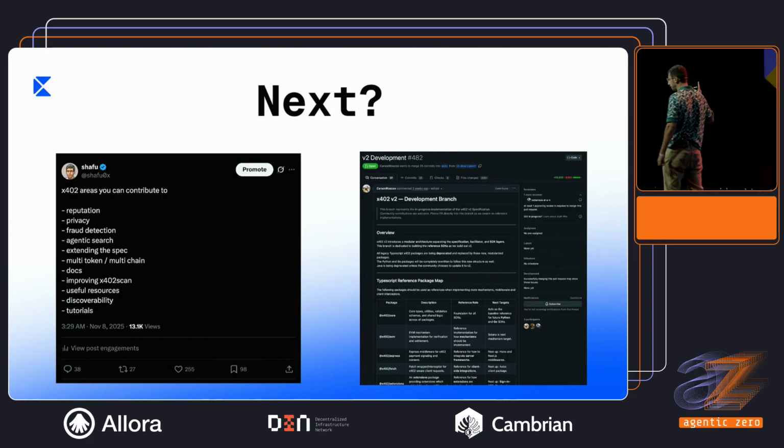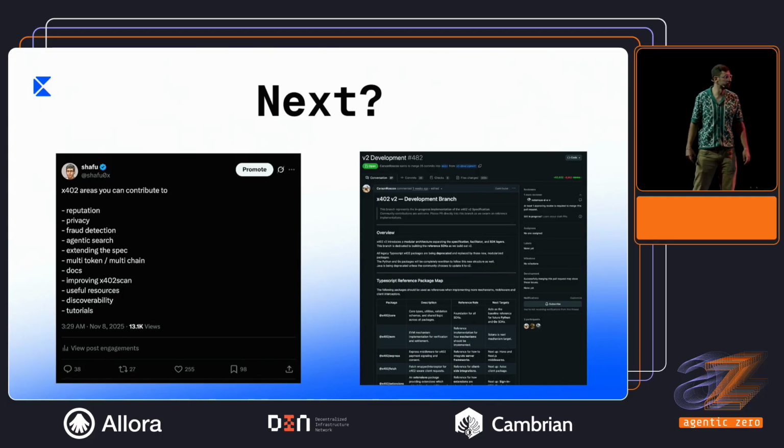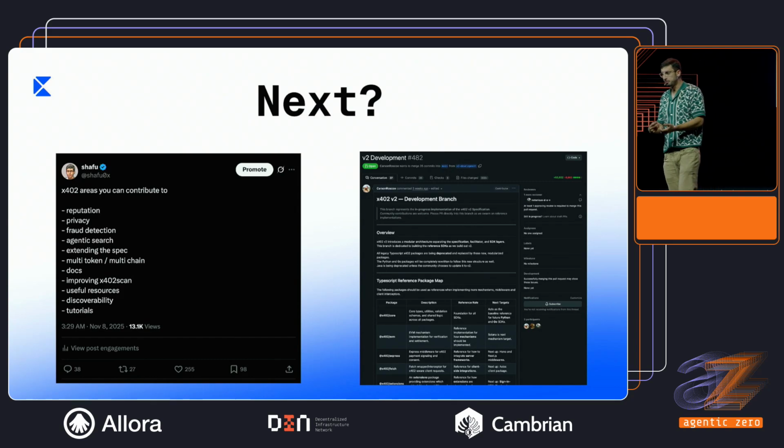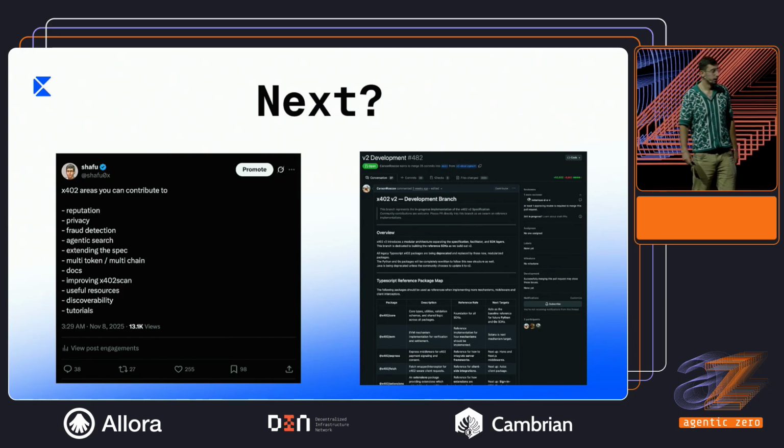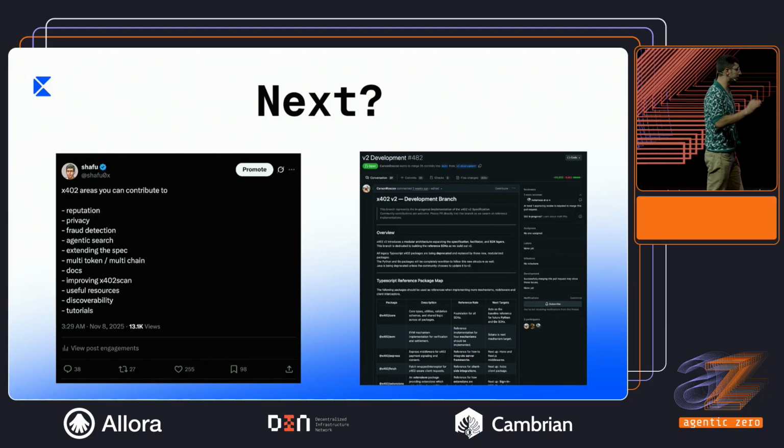V2 was finalized, I think, last week. This is from the x402 Coinbase repo. Shout out to the guys at Coinbase for doing it all in the open. So you can join the discussion there. V2 is finalized now, but maybe add something to V3. But yeah, it's still very early.